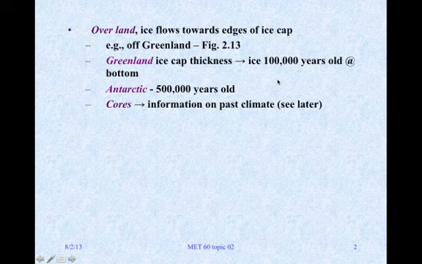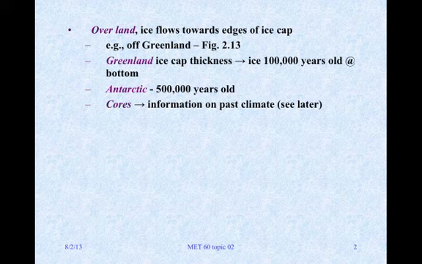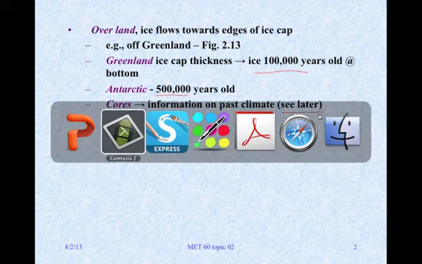So that's what allows us to fill in this table here. The Greenland ice cap, the ice is up to about 100,000 years old at the bottom. Over Antarctica, about 500,000 years old. And by doing ice cores, we can get information on past climate. And we're going to talk a little bit about past climate in the next section, and we'll talk about ice cores there at the same time.